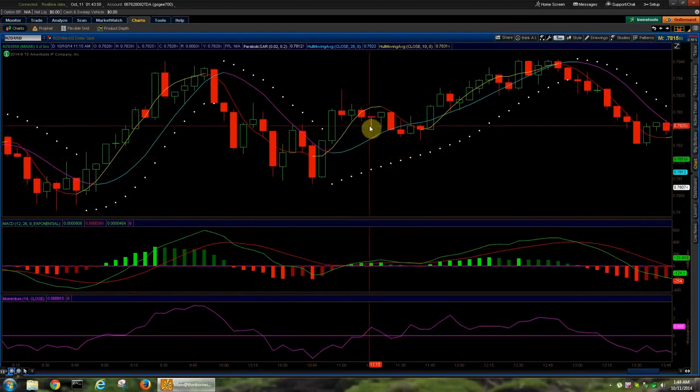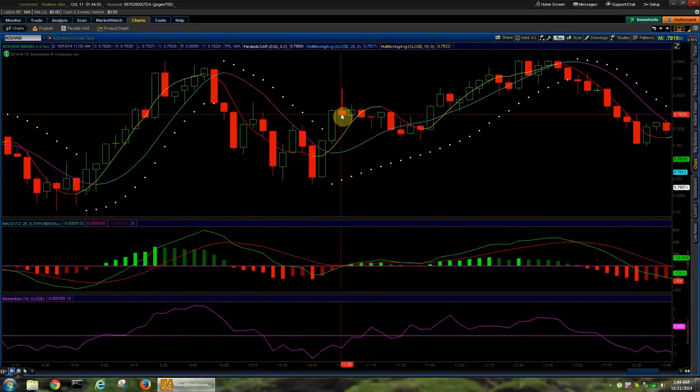But if you look at the price action of what's going on with the price here, you can see there was a big candle up and it's actually going sideways and down. So it shouldn't take the trade here.